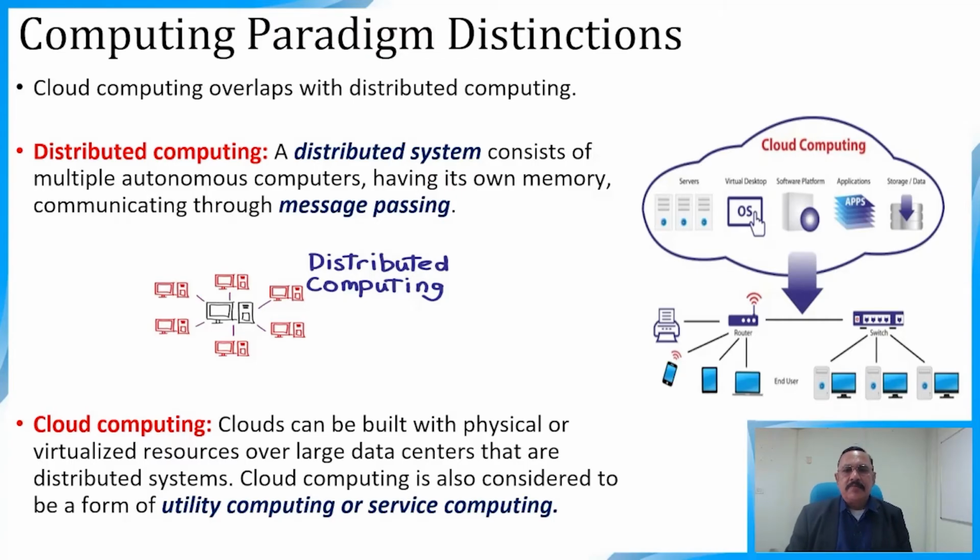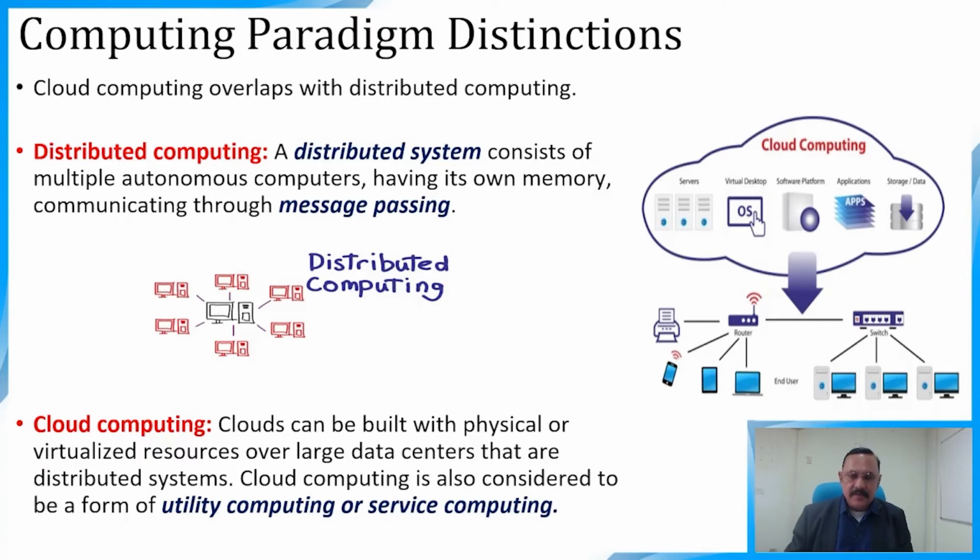A distributed system consists of multiple autonomous computers having their own memory and communicating through messages. That is the simple form of a distributed system, which gives rise to the distributed computing paradigm. Whereas in cloud computing, the clouds are built with physical or virtualized resources over large data centers that are nothing but a distributed system. So, cloud computing is also considered to be a form of utility computing or service computing.